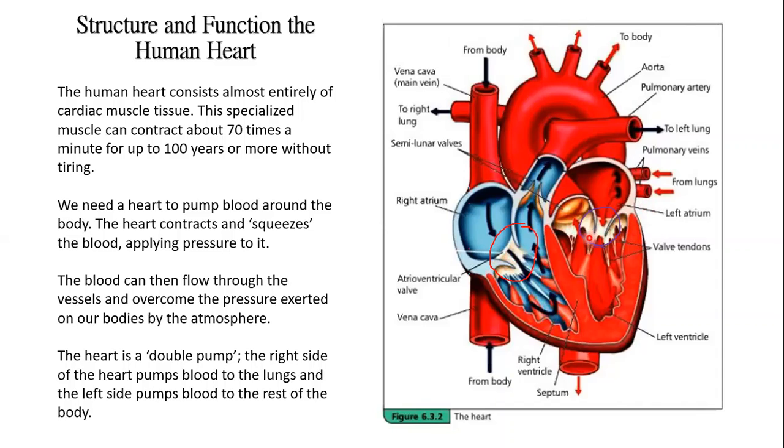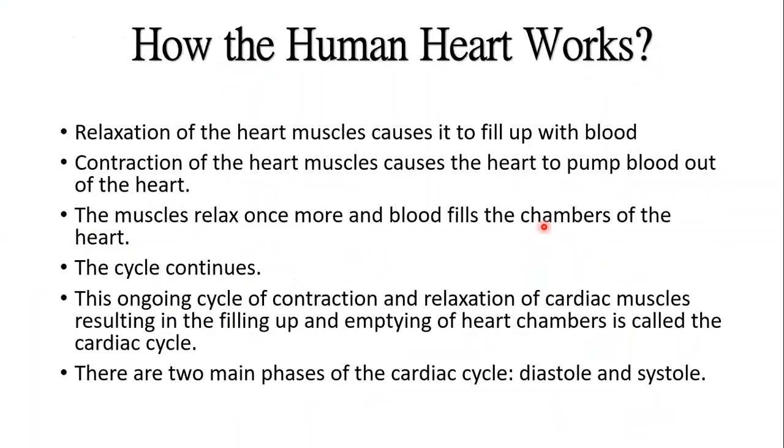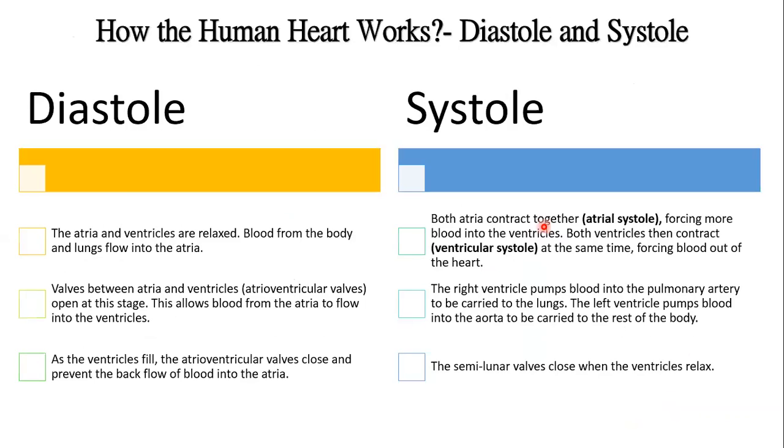Okay? Because when contraction is happening, you do not want the atrioventricular valves to open, because if that happens, blood would flow back into the atria, and you do not want that to happen. You want blood to flow out of the heart. Okay? Good. Right. So remember the steps or the processes or the things that happen during diastole and the systole.